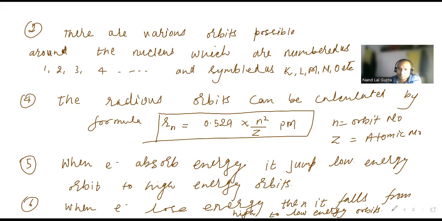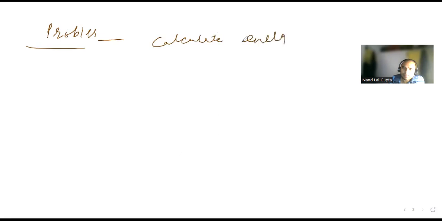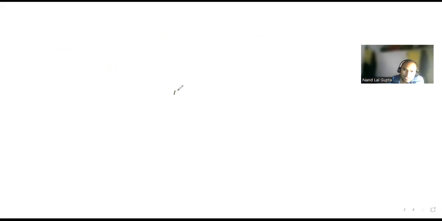So now the problems. Problem: calculate the energy of the first, second and third orbit of hydrogen atom. So how can you calculate? First of all, try to draw the diagram, then only you will be able to understand. Suppose this is the nucleus.